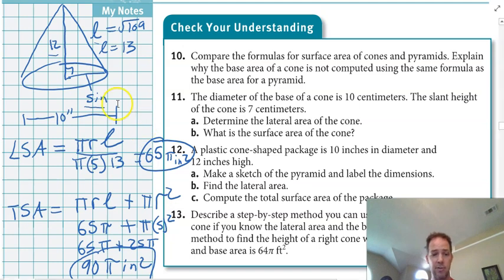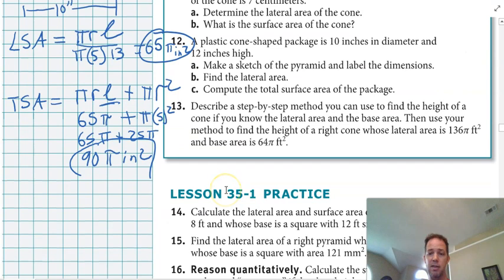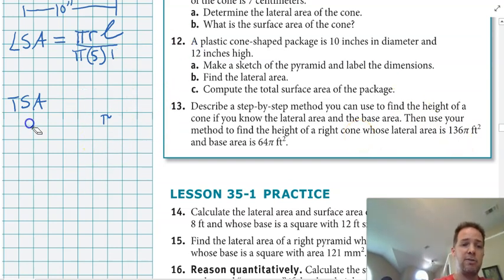Okay, so far so good. All we need to do is write down the formula, see if we needed to solve for any of the pieces. We did need to solve for the lateral on that one, then plug it in and simplify. For number 13, it says describe a step-by-step method you can use to find the height of a cone if you know the lateral area and the base area. Basically plug in the pieces you know and do algebra. Oh, okay, well let's do that. For number 13, let's go ahead and try it.